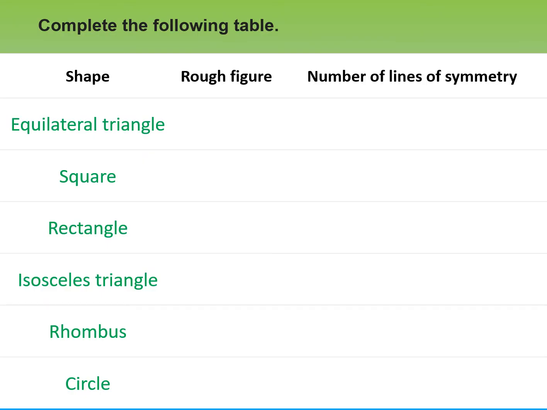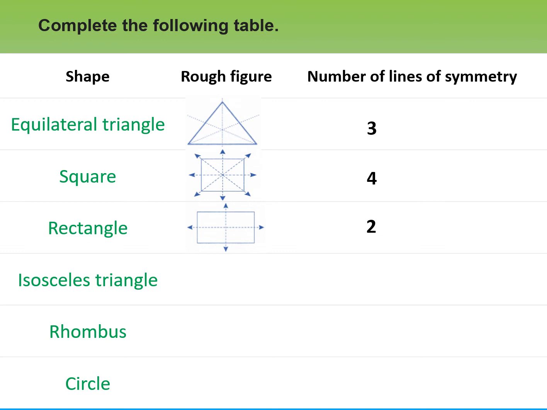Complete the following table. We have given some shapes here: equilateral triangle, square, rectangle, isosceles triangle, rhombus and circle. So let us draw the rough figure and draw the lines of symmetry. An equilateral triangle has 3 lines of symmetry. Square 4, rectangle 2, isosceles triangle 1.